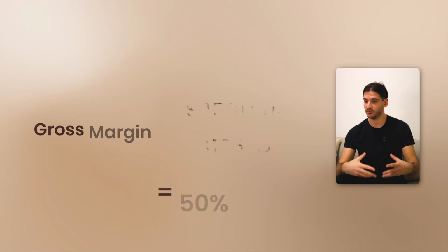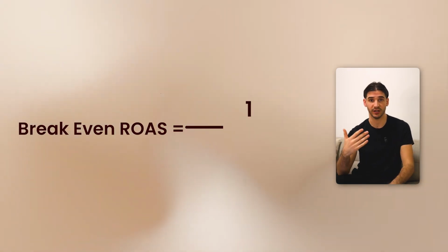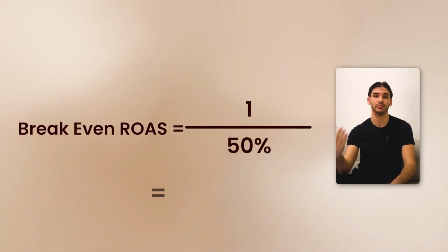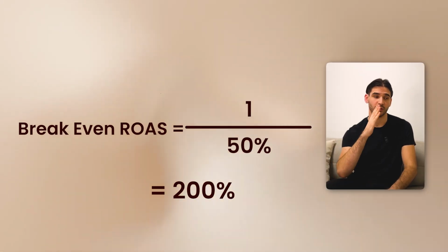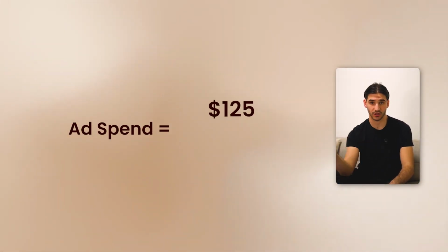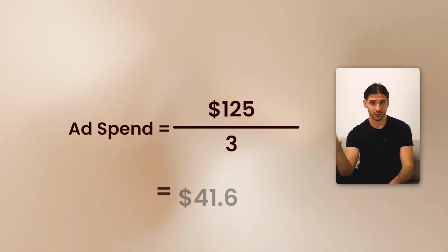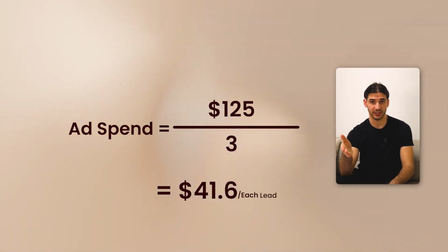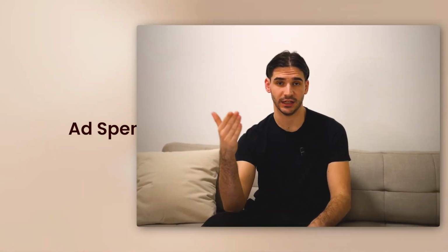In this case, your break-even ROAS is 1 divided by 50%, so 200%. For each dollar you put in, you need to make 200% in order to not lose money. If you are running ads to get leads and you're closing 1 out of every 3 leads, this means that you can spend $125, which is your cost to deliver, divided by 3, $41.6 for each lead in order to break even. If you're spending more per lead and you're closing 1 out of every 3, you are losing money.